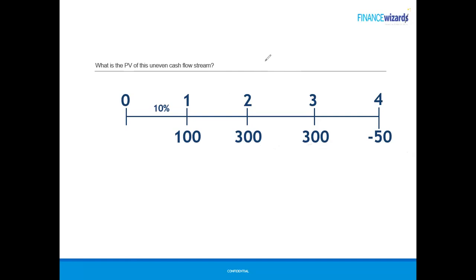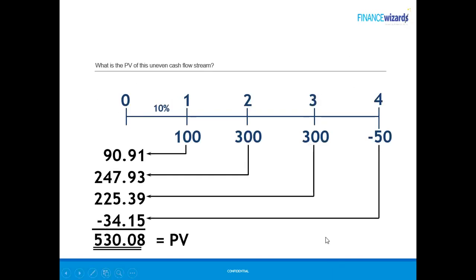Or what we can do, we can use the formula of NPV. Say this. Like the formula I wrote, the present value of 100 is coming out as 90.9. The present value of 300 is coming out as 247.93. The present value of the other 300 is 225.39 and the present value of 50 is 34.15. So the total PV is 530.09.